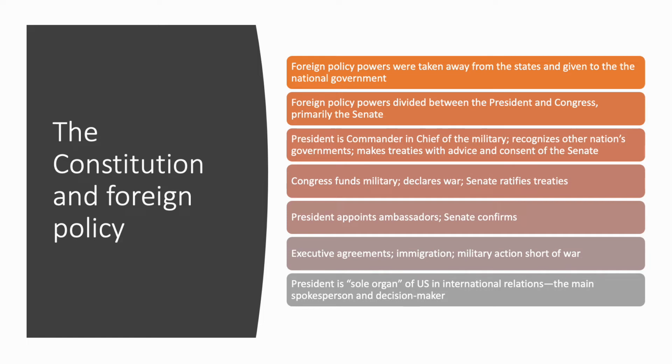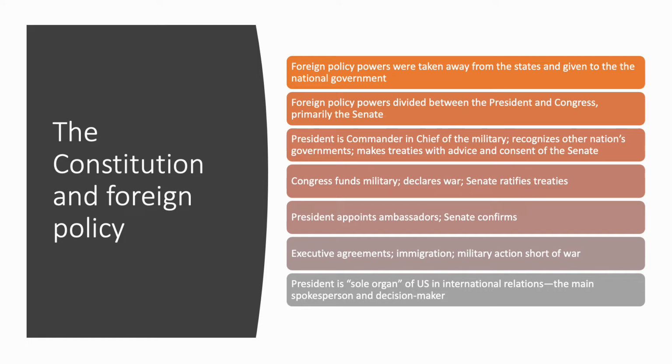Why? He's the commander-in-chief of the military. He is what is called, quote, the sole organ of our national government, meaning the president makes the decision whether to recognize another nation's government. And the president proposes treaties with the advice and consent of the Senate. These are all specific powers. Well, Congress has a hand to play too. They fund the military, they declare war, they ratify treaties.